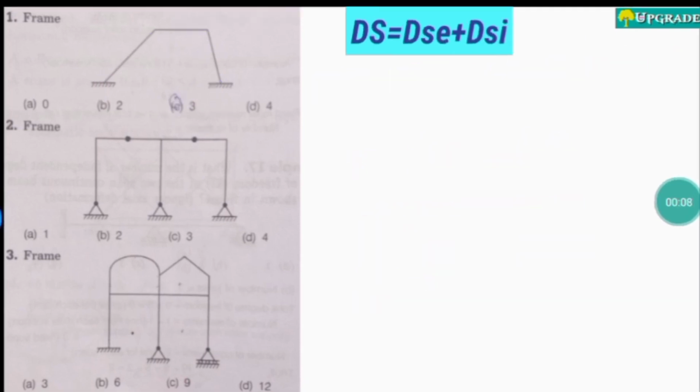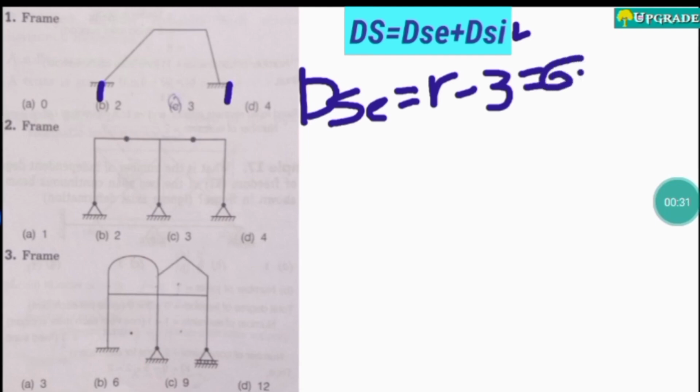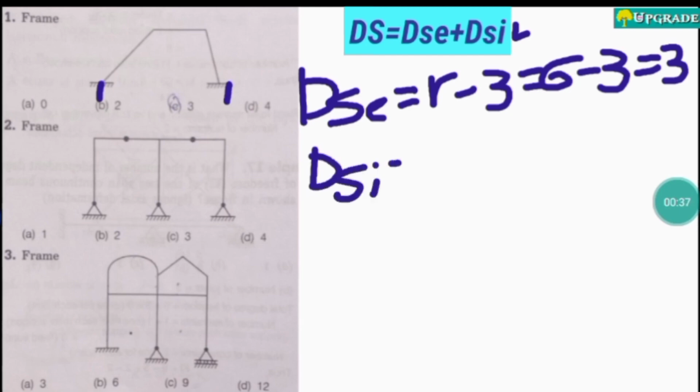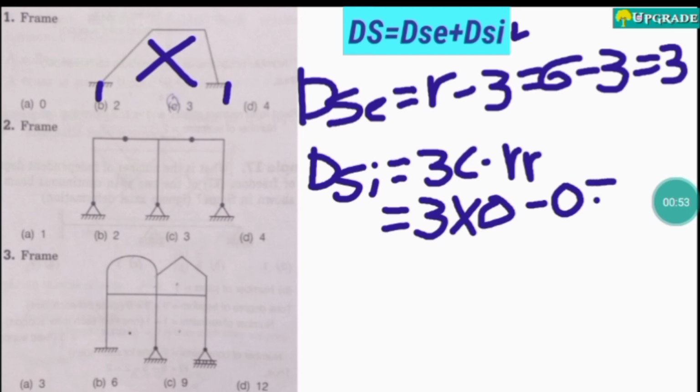We solve the same example with another formula, that is ds equal to dsc plus dsi. dsc is the external indeterminacy, and the formula is r minus 3. This is for a 2D structure. For a 3D structure the formula will be r minus 6. r is the reactions; this is fixed, this is fixed, so total 6 reactions, minus 3, so the answer is 3. And dsi, the formula is 3c minus rr, where c is the number of closed loops. In the question we don't have any closed loops, so the c value is 0, minus released reactions also 0, so the dsi answer is 0.